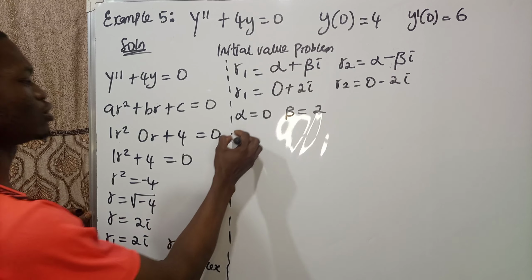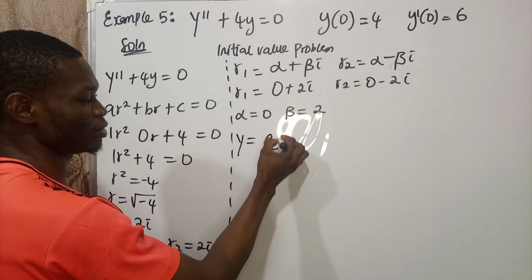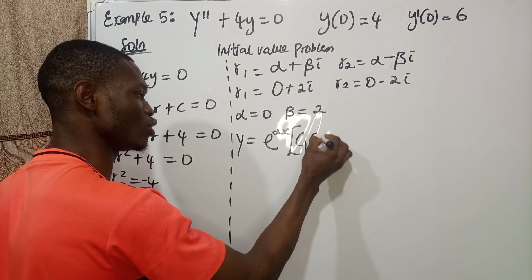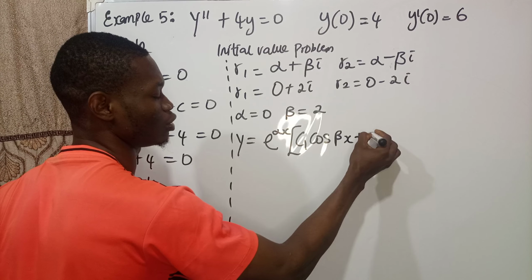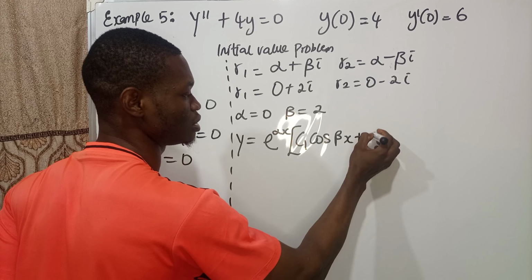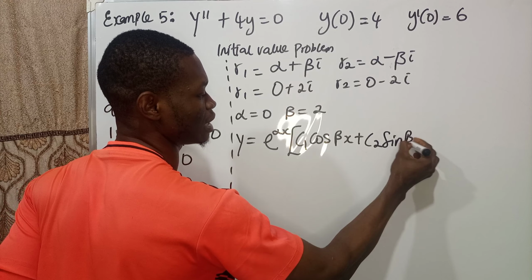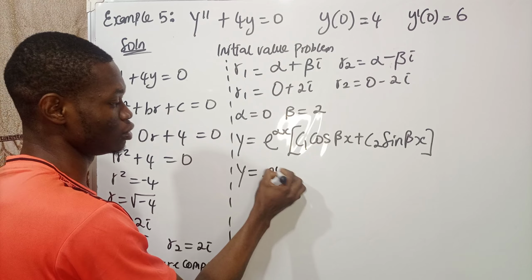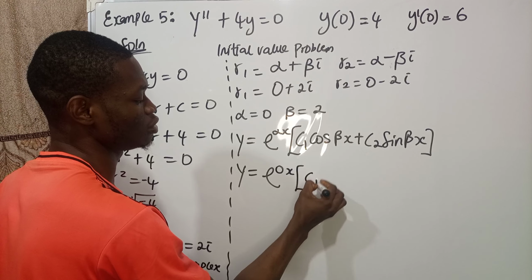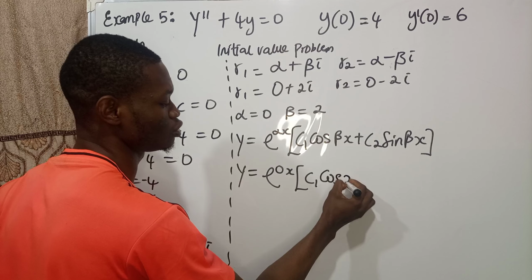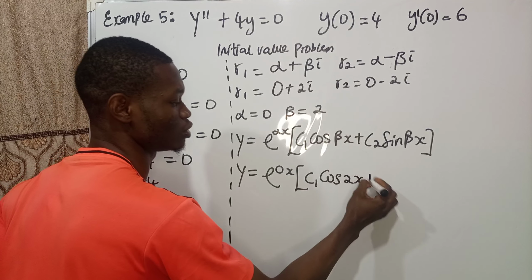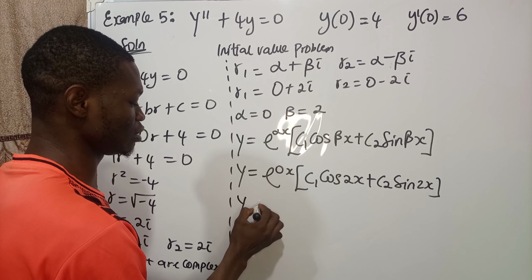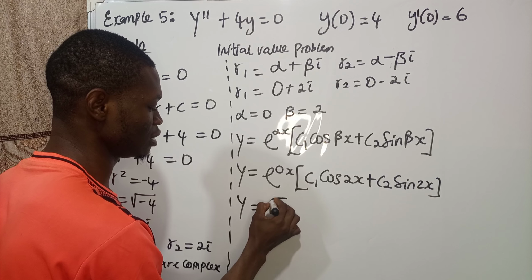Just like that. So we're going to have y is equal to e to the alpha x, then c1 cos beta x plus c2 sine beta x. So our y will now be e to the 0x, times c1 cos 2x plus c2 sine 2x. So automatically this thing is equal to 1 times this, so no need.